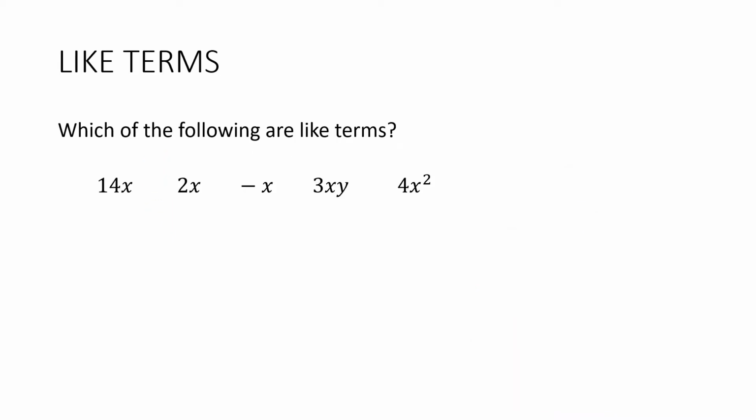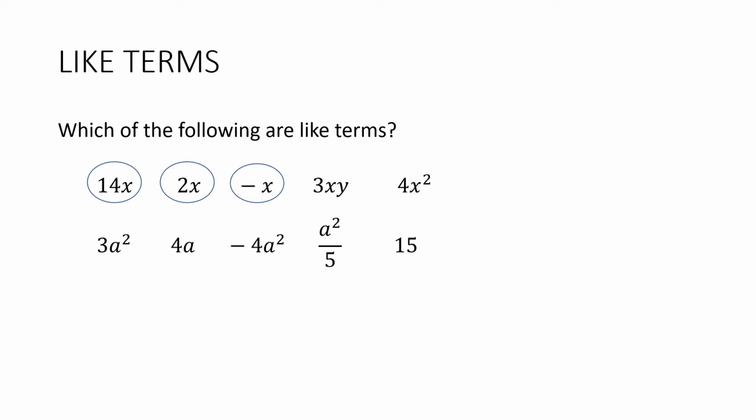So let's test your knowledge. Which of the following are like terms? I'm hoping that you're telling me it's the first three. 14x, 2x, and negative x. 3xy isn't because it's got a y in it. 4x squared isn't because it's got an x times x. How about these? It's the a squared terms, isn't it? 3a squared, negative 4a squared, and a squared on 5.